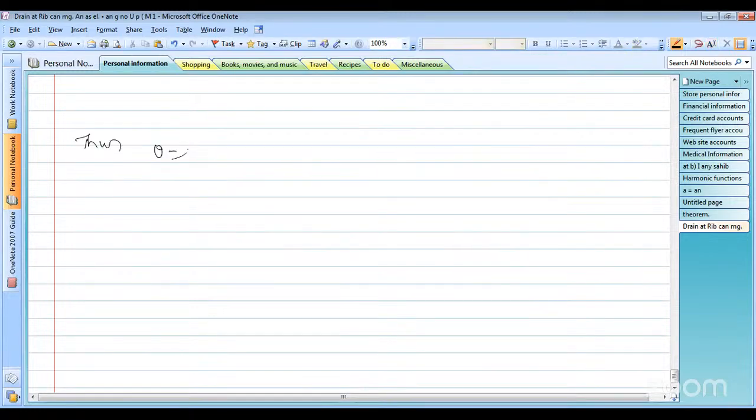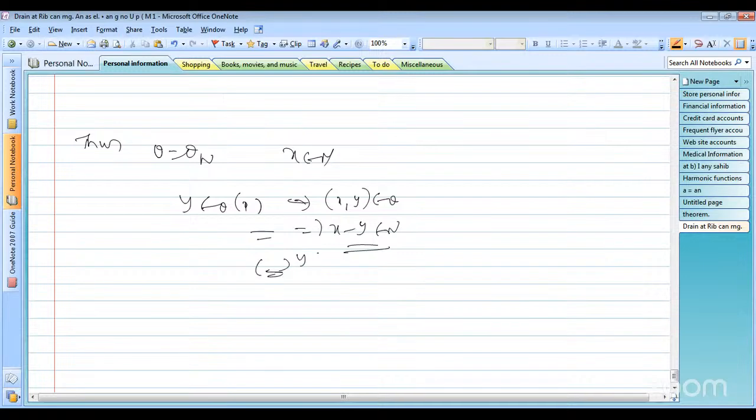Plus theta is equal to theta n, for any x belongs to M. Y belongs to theta of x, I am taking here. The condition is (x, y) belongs to theta, that is x minus y belongs to n. So therefore (x, y) belongs to n, also y minus y belongs to n. The condition is satisfied here. Y belongs to x plus n. Therefore theta x is equal to x plus n. The condition is satisfied.